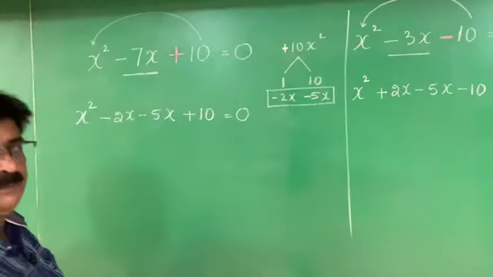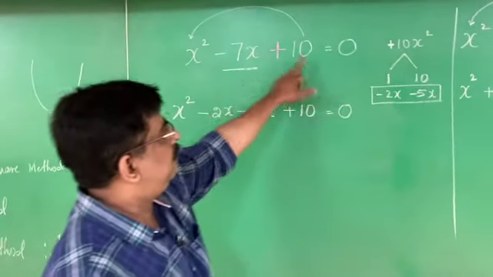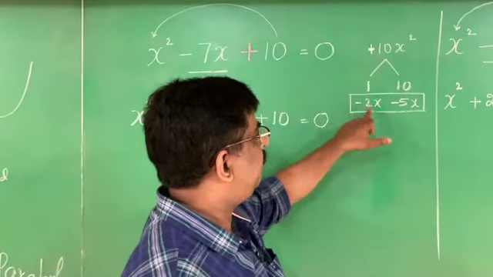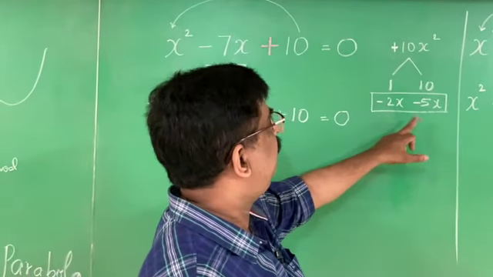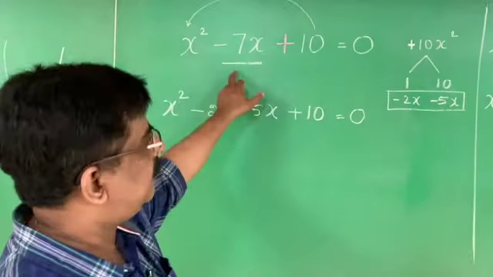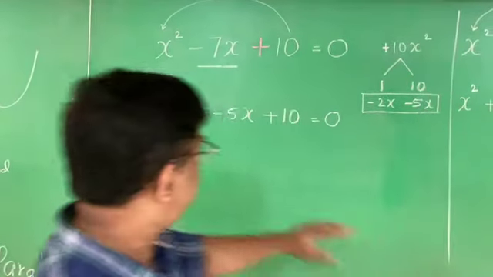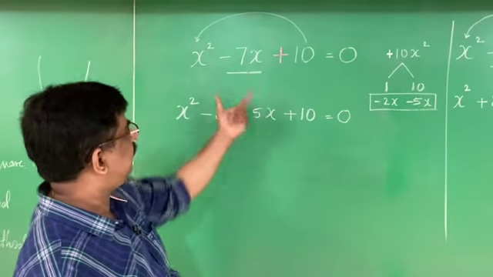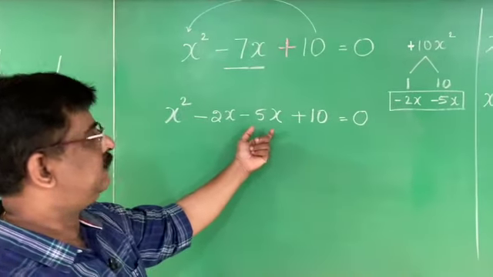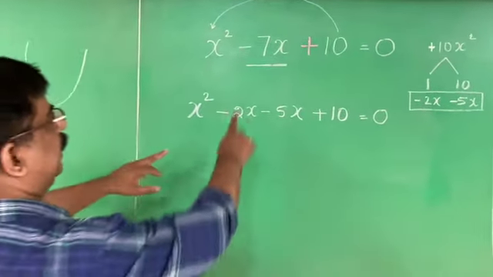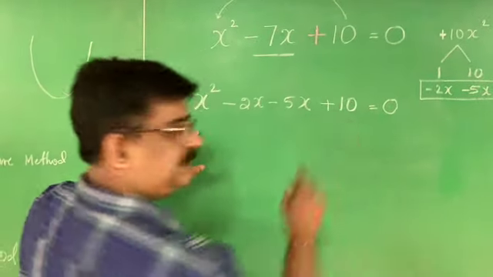Now I go back to the first problem. Right? Multiply, I got 10x square. The factors are 1 and 10, and 2 and 5. By adding 2 and 5, I get 7. And the sign of the 7 is minus. I put minus for both the numbers. Now I split the minus 7x as minus 2x minus 5x. Right? Now 3 terms becomes 4 terms.